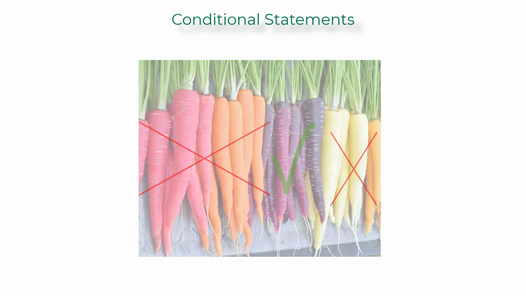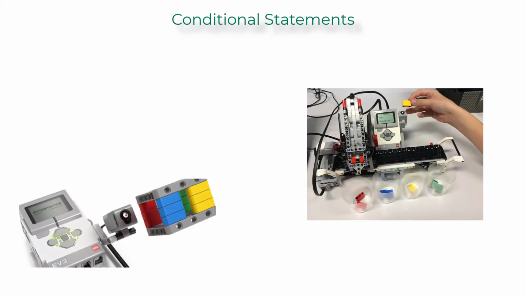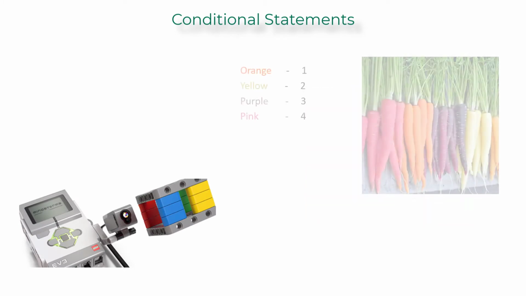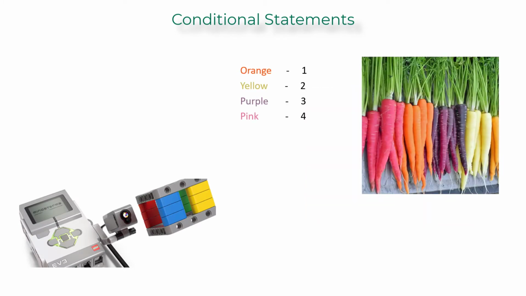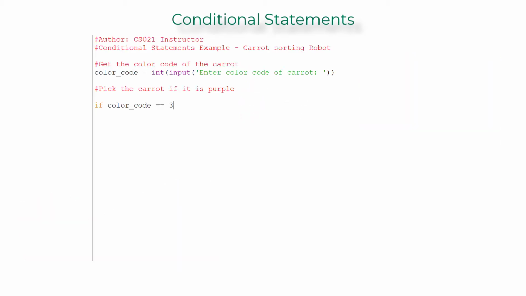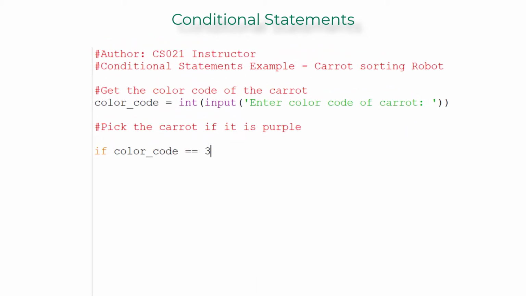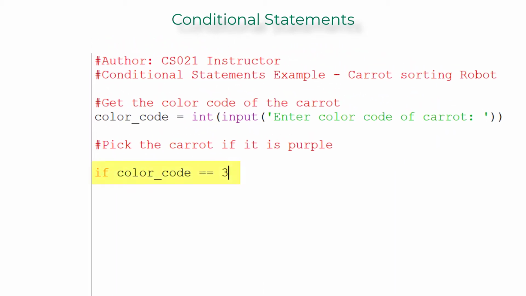Thankfully, the color sensors on the robot give you the color codes to work with. The color code for purple is 3 from this table. Here is how you would write a Python program to do it. For the sake of simplicity, I'll add an input statement to get the color code in the program rather than using a color sensor. If color_code == 3, then print "picking purple carrot".